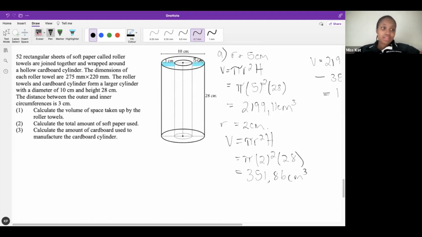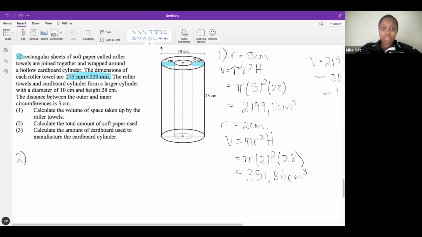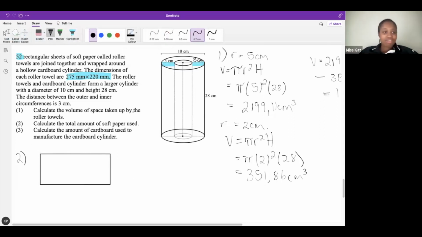Did I number this A? It's supposed to be 1. Okay, let's do number 2. It says calculate the amount of soft paper used. So if one of them has this dimension and there are 52 of them, what do you guys think we're going to do? So these paper towels are rectangles, right? I'm not even going to bother anymore. Now that I'm spoiled and I draw the stuff, you guys will see me drawing everything now. So the dimensions for this are 275 millimeters by 220 millimeters.